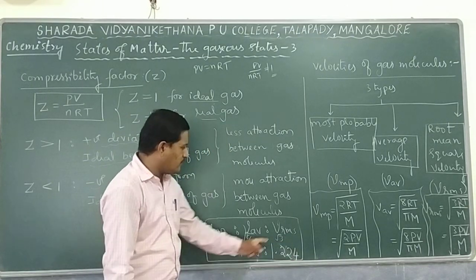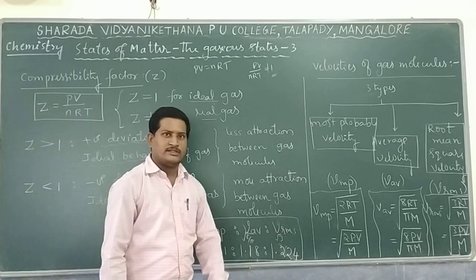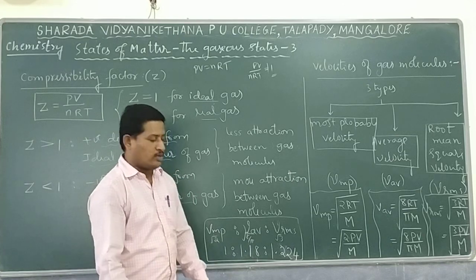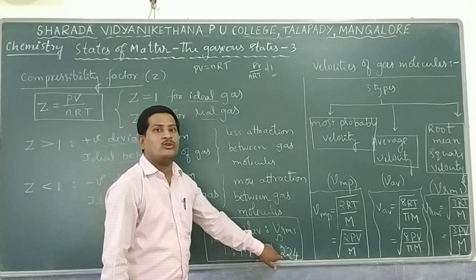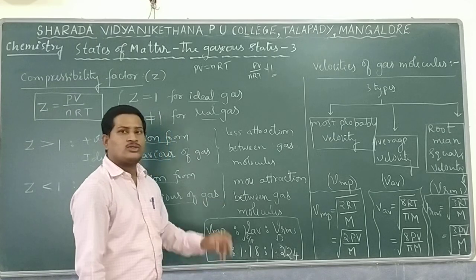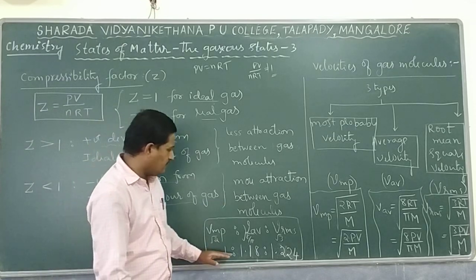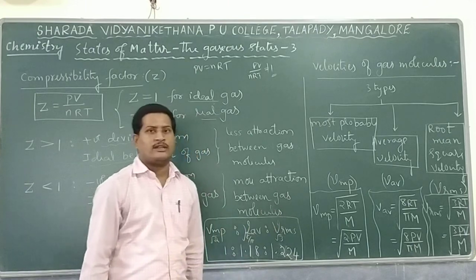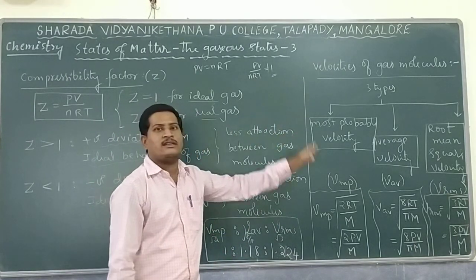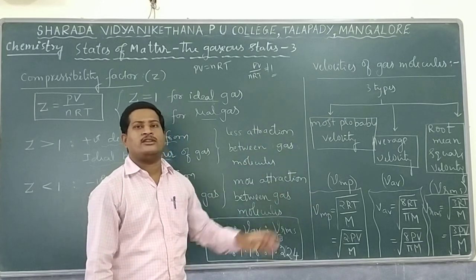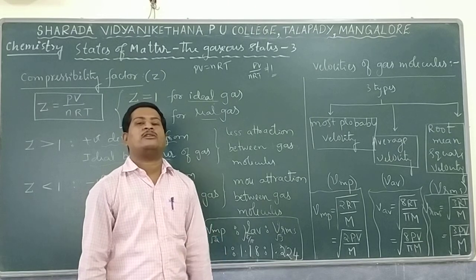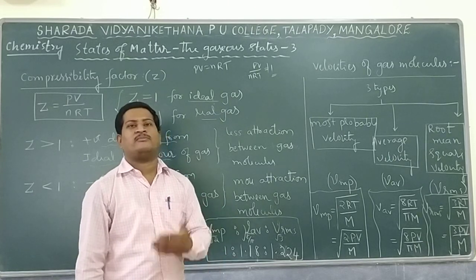So this ratio indicates, among these three velocities, which velocity the gas molecules show more. RMS velocity is found to be more than the average velocity, and the least goes to the most probable velocity. So this relation or ratio we have to write. That is regarding the velocity of gas molecules. This is purely theoretical, calculated using the statistical behavior of gas molecules, as studied by Boltzmann and Maxwell.